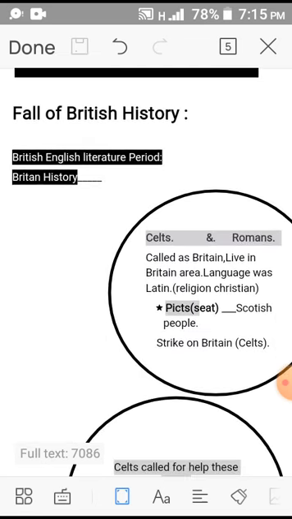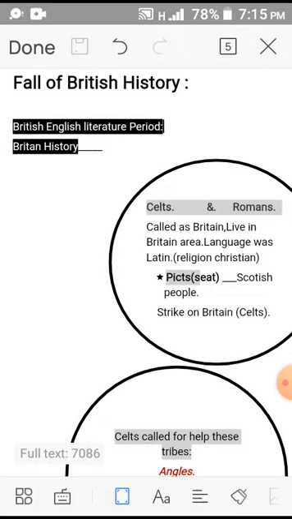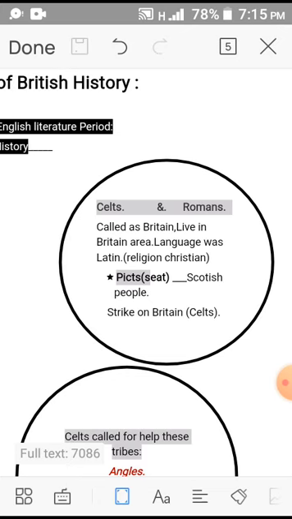Before moving onward to our main topic, I want to discuss with you the background history of the Anglo-Saxon period. The fall of British history, how British history fell down. Basically, there were two tribes known as Celts and Romans in Britain. They lived in the Britain area, their language was Latin, and the religion they followed was Christian. Unfortunately, the Picts arrived. They were Scottish people and they struck a blow against the Celts, the Britons.